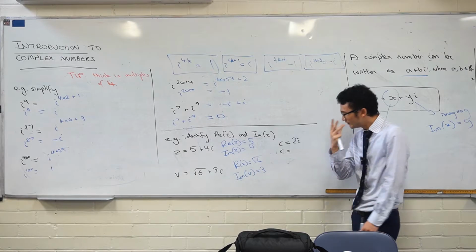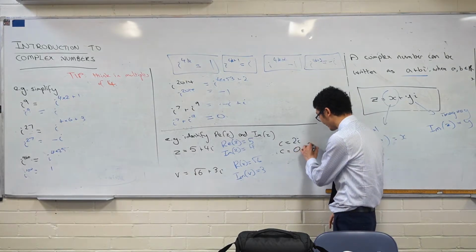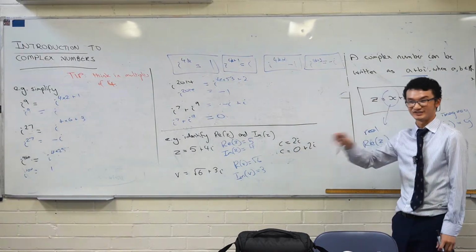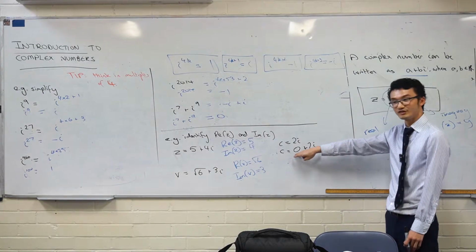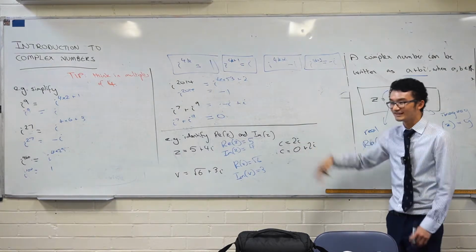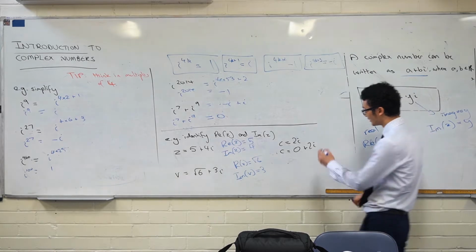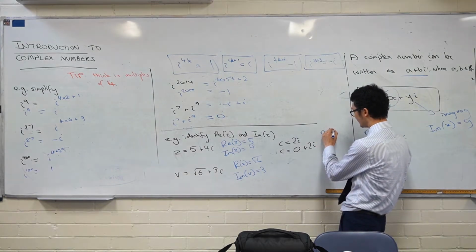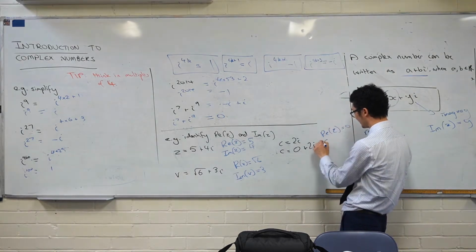0 plus 2i. If you write it as 0 plus 2i, you might be thinking, hey, that's an imaginary unit, it's kind of separate. But if you think about it, 0 is a real number. You can write this as a complex number. It is a complex number, right? The real component is just 0. The imaginary component is just 2.